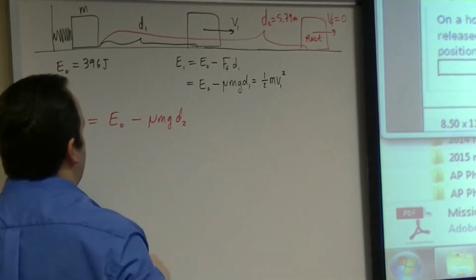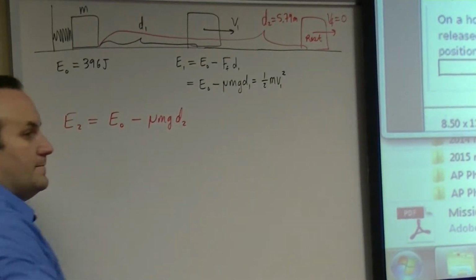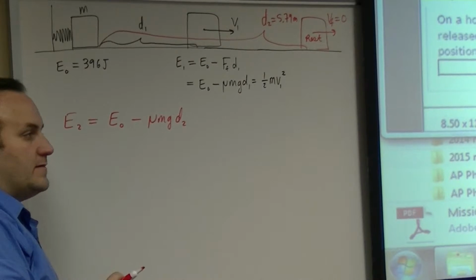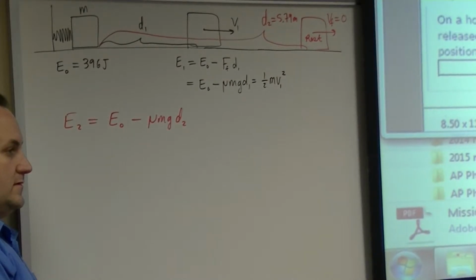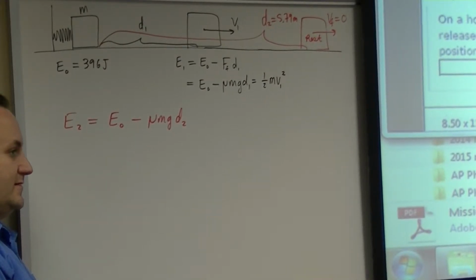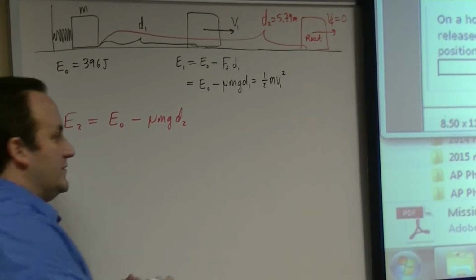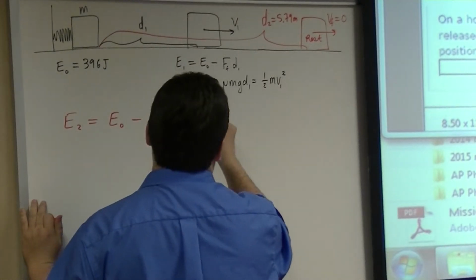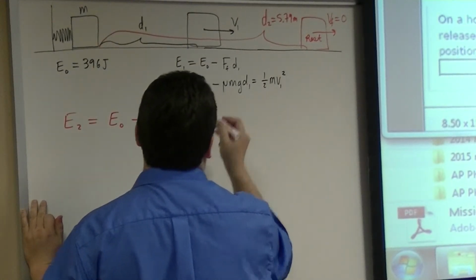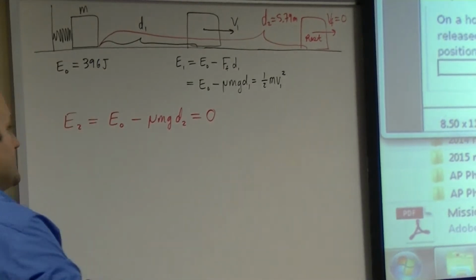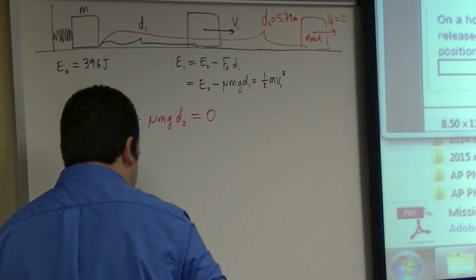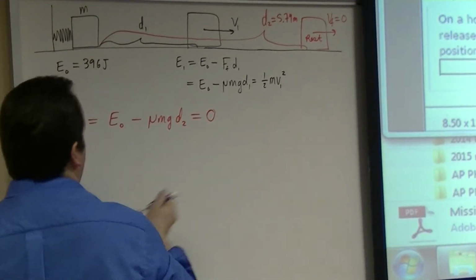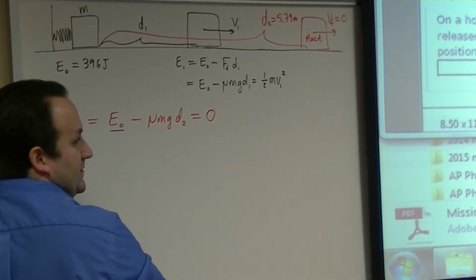What is E2, though? There's no potential energy to speak of here. How much energy at the end? Yeah? None? 0, right? So this is equal to 0. So what does that tell us? What do we know here? Let me underline the things which are given. We already know E naught is 396.